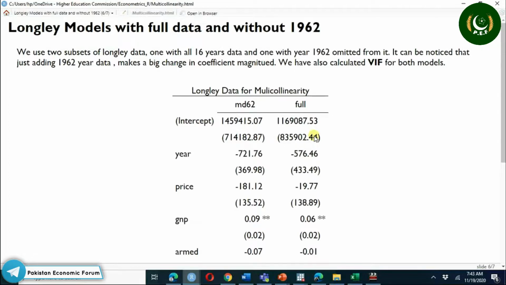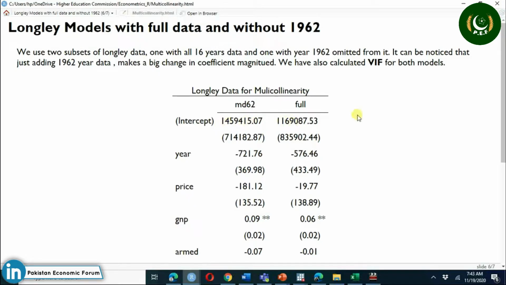Okay, now we are going to test it empirically. I shall show you its scores. We have the Longley data, which is widely used to demonstrate the concept of multicollinearity. We have 16 years of data. In the first column we have excluded 1962, so 15 years of data. In the second column we have 16 years of data. So you see, just by including one observation, 1962, your coefficients change by a large magnitude.